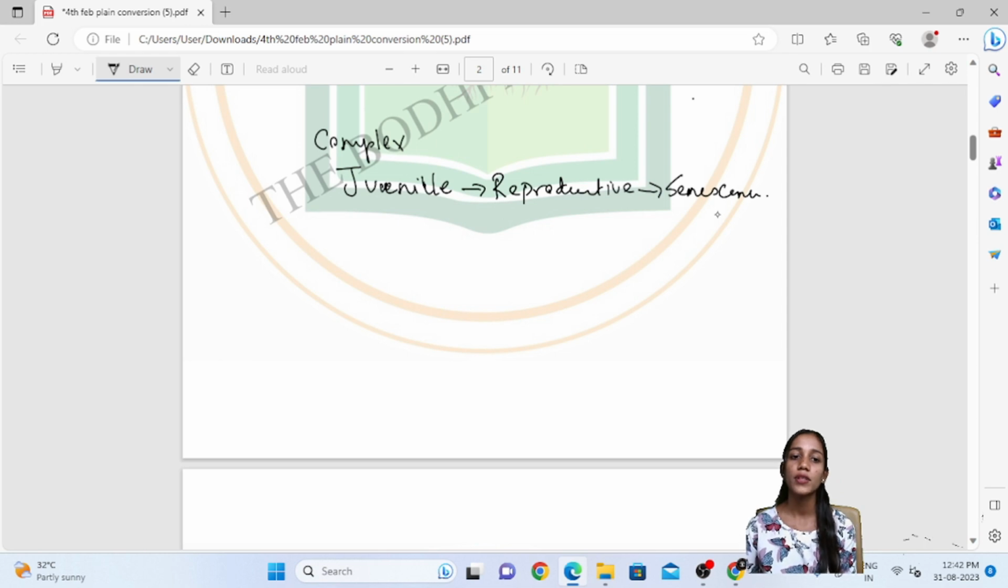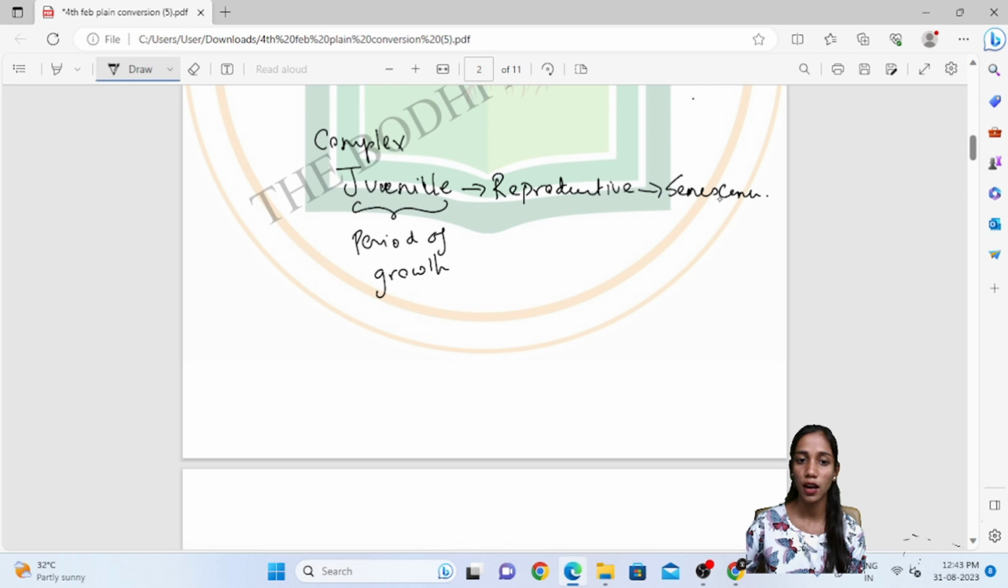Now, what happens in the juvenile phase? I have already mentioned that for reproduction to occur, the body of the organism has to be reproductively active. It should be ready. So in this case, the period of growth of the organism means the organism is getting ready for the reproductive act to occur. The period of growth is called the juvenile phase. This is the period of growth.